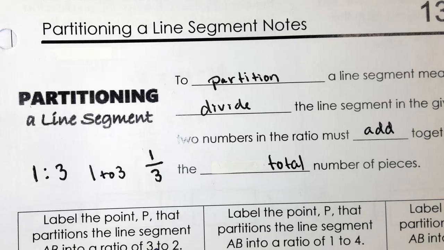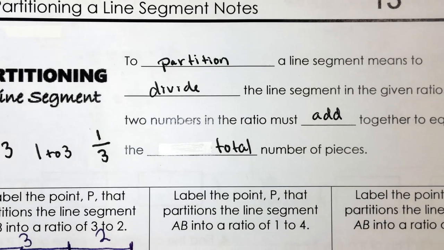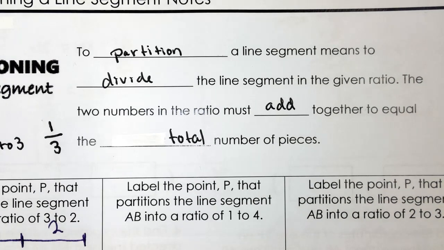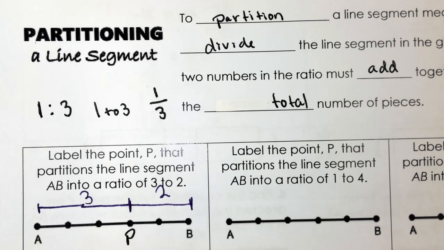Partitioning a line segment. I'm going to read this over, y'all. Hold on, I'm going to go fast, though. To partition a line segment means to divide a line segment into a given ratio. The two numbers in the ratio must add together to equal the total number of pieces. Like I said up here already, the three ways you can write the ratio are with a colon, 1:3, with the word, 1 to 3, or a fraction, 1 over 3. These are the main ways you'll see it right here.